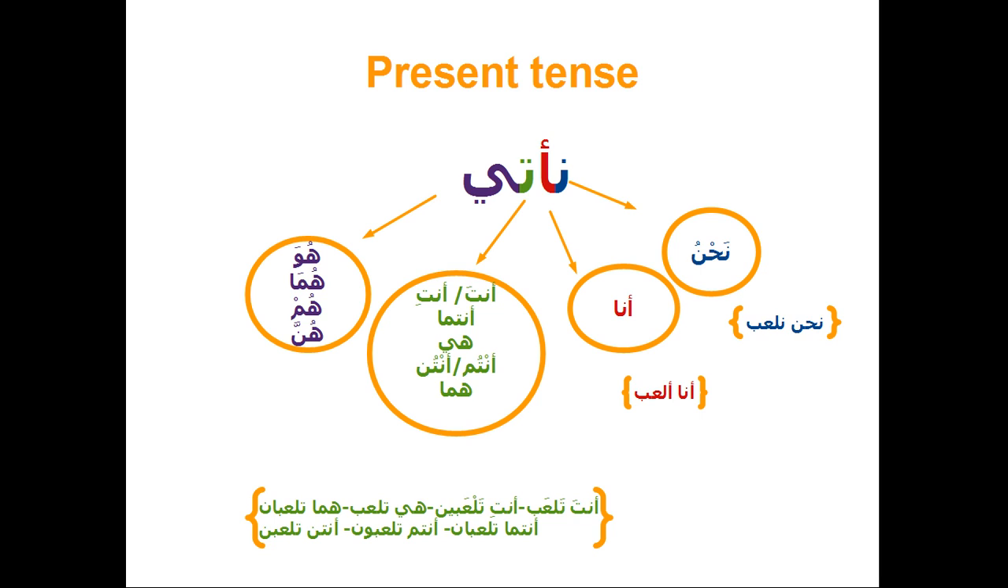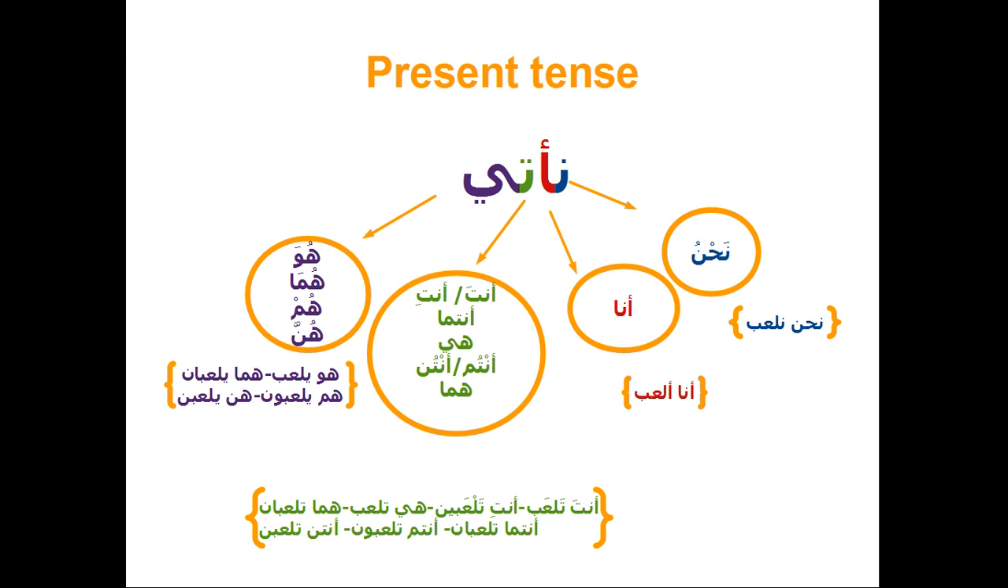أنتِ تلعبين. هي تلعب. هما تلعبان. أنتما تلعبان. أنتم تلعبون. أنتن تلعبن. So they all start with تاء. هو يلعب. هما يلعبان. هم يلعبون. هن يلعبن. And here they all start with ياء.